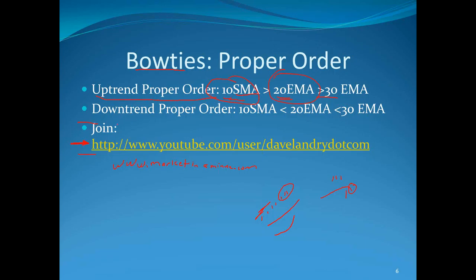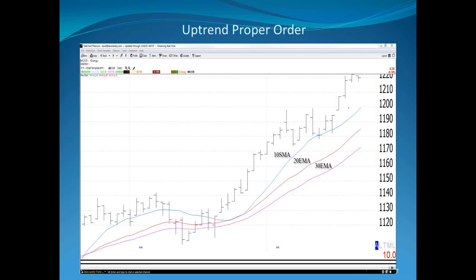That means the market is trending. Will it continue to trend? I don't know. But it means that the market is in a trend as defined by that metric. Downtrend proper order means that 10 is less than 20 and 20 is less than the 30. Now let's take a look at what that looks like.